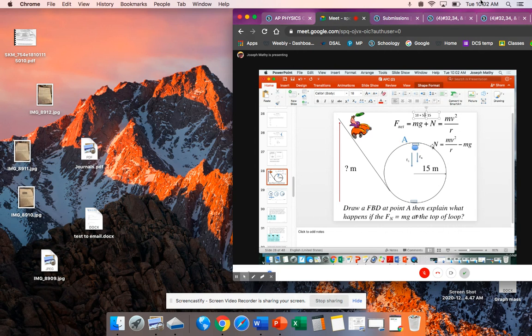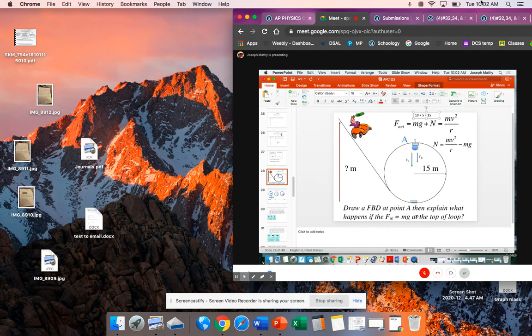Well, what would that number be? That number would be 15 minus 10, which is 5. So our apparent weight would go down. The faster we go, the more this wall has to step up and deal with us.